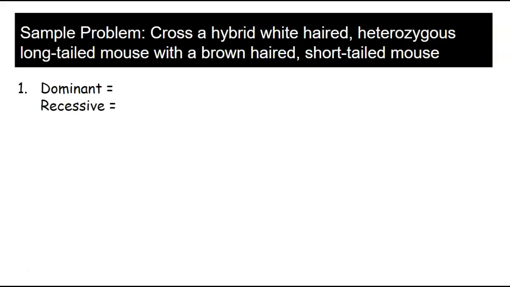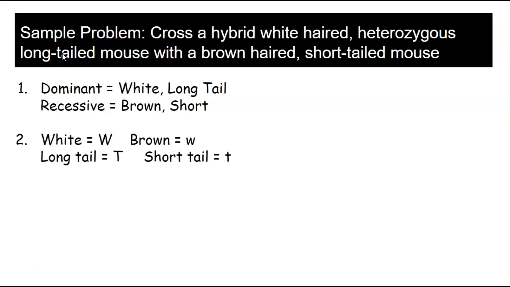The first thing we need to do, figure out what traits are dominant and what traits are recessive. So for dominant, we notice this says hybrid white. Hybrid means 2 different genes. So if it's 2 different genes and it's white, white has to be dominant, right? This says heterozygous long-tailed. So again, it's going to have 2 different genes and it's long-tailed, so long-tail has to be dominant as well. So we've got white and long-tail, recessive is brown and short. So then we need to assign letters, right? So white is going to be big W, brown, little w. Long tail, big T, short tail, little t.